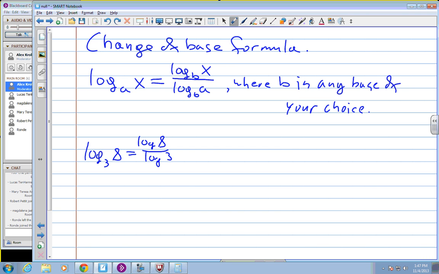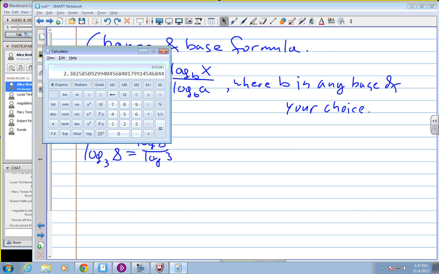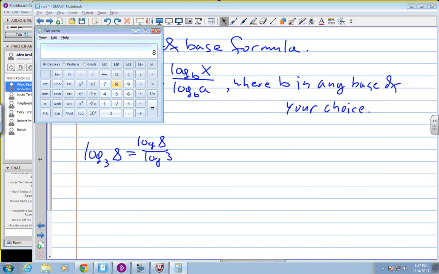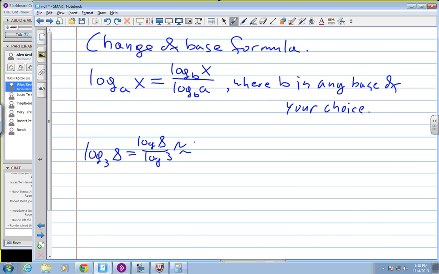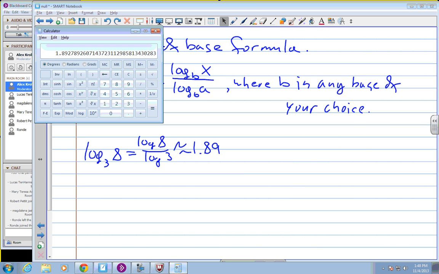Okay? So if I do that on a calculator, log of 8 divided by log of 3, so 1.89. So that means if I raise 3 to the power 1.89, I'll get something really, really close to 8. If I do 3 to the power 1.89, I'm getting 7.97, blah, blah, because of the rounding error.